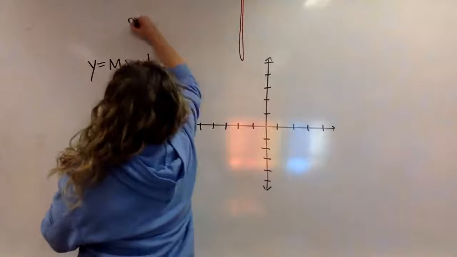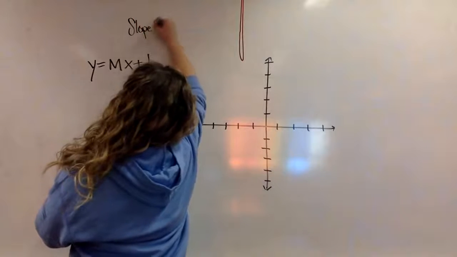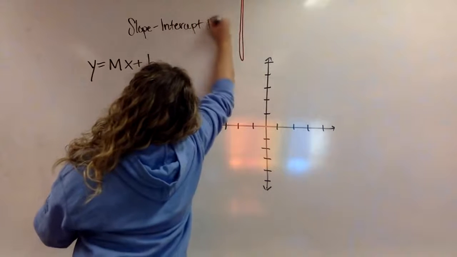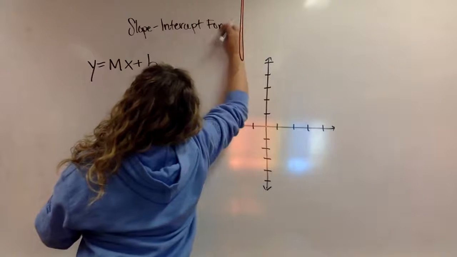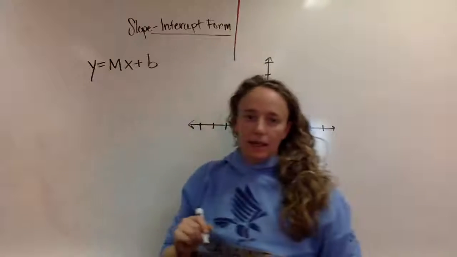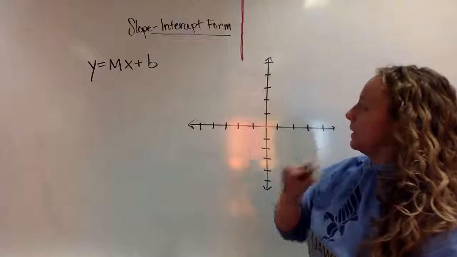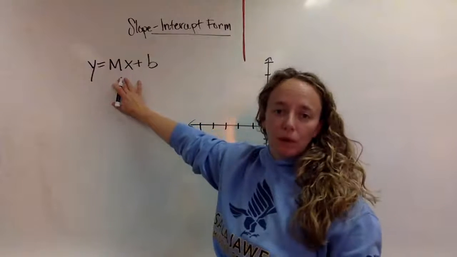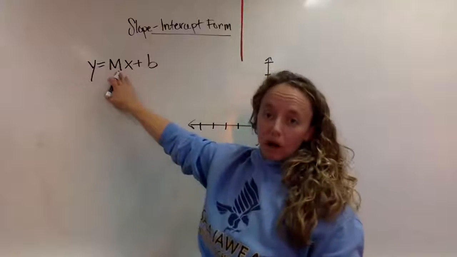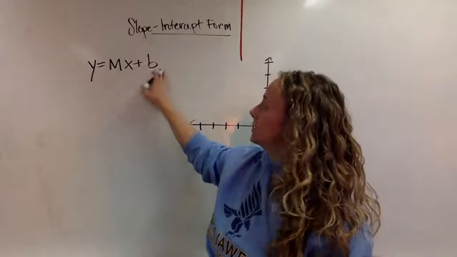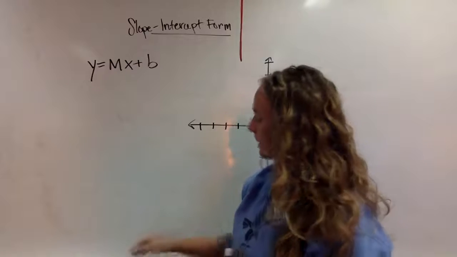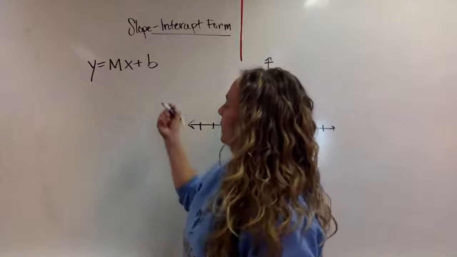So slope-intercept form. That is our job for dissecting and understanding today. Slope-intercept form is when we write equations where it's y equals our slope times x plus our y-intercept. So we're going to break this down really quick so we can see it really easily and sort of figure it all out.